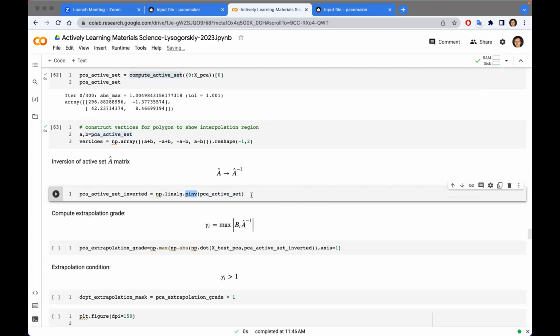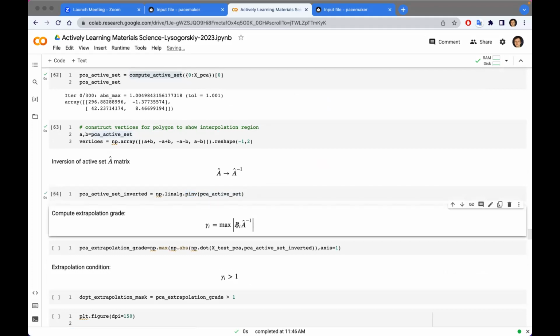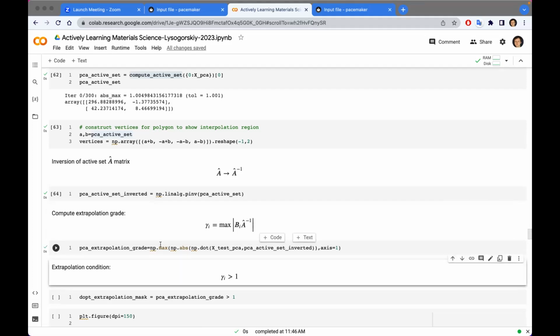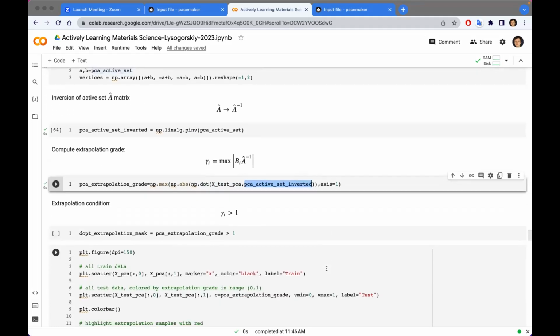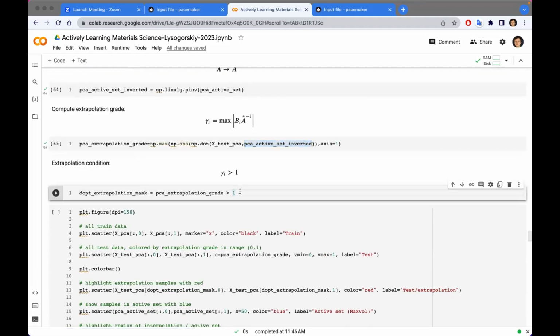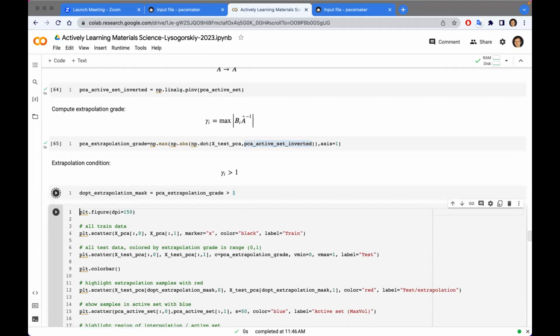And in order to compute the extrapolation grade for any new, let's say, test configuration, we multiply this particular set of B-basis functions by the inversion of the active set. And we do that here. So this is the max of the absolute value of the dot product of X test PCA times the inverted active set. Nothing spectacular, just an implementation of the equation above. And we can split them by gamma more than 1 and less than 1 just to highlight and color code it on the next plot.